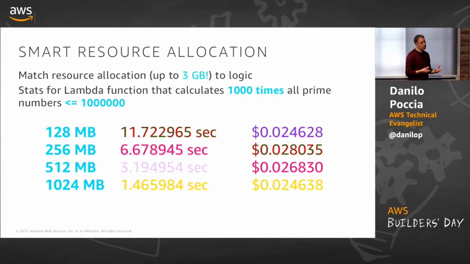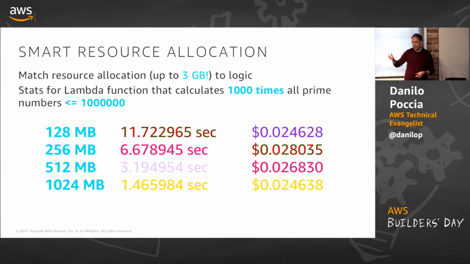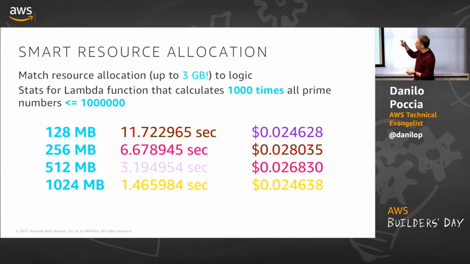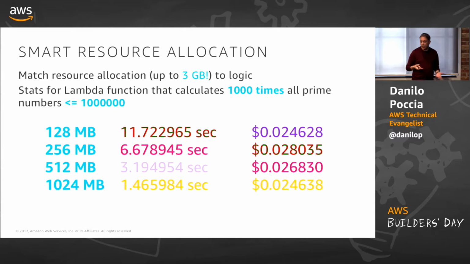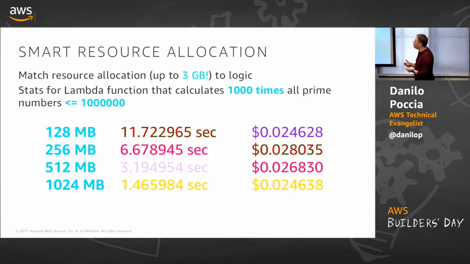So if you have a CPU-bound function, like the one that I have in this example, it's a function that is just computing all prime numbers below 1 million, and I call this function 1,000 times. So it takes lots of time. If you have 128 megabytes, it takes almost 12 seconds. If you give more memory, since this is really CPU-bound, the time decreases almost linearly.